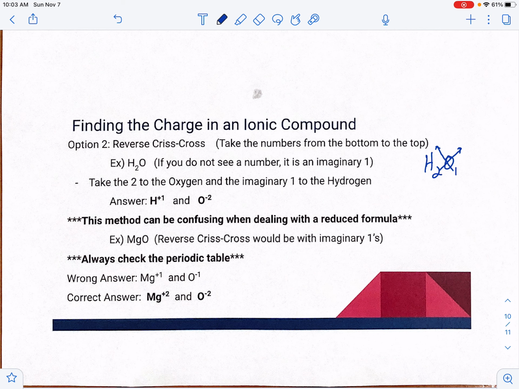And you remember that your first element is always going to be your cation, which is a positive. So this is going to be H with a plus 1 charge, and oxygen is going to be a minus 2 charge. Okay, so that would be my answer there.